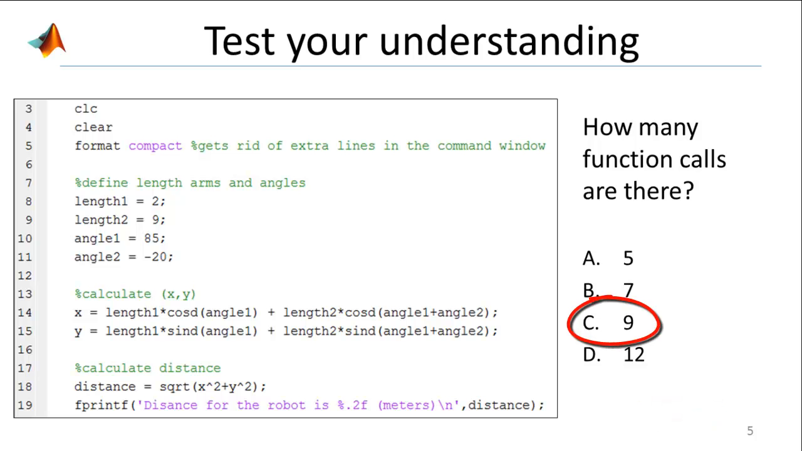There's 9 function calls right here. CLC, clear, and format are the first 3. The length and the angles are variable names. Those are not keywords that MATLAB executes behind the scenes. However, on line 14 and 15, we call 4 times a trigonometric function: cosD, sinD, sinD. On line 18, we call SQRT. And on line 19, we do fprintf. So there's 9 function calls right here.